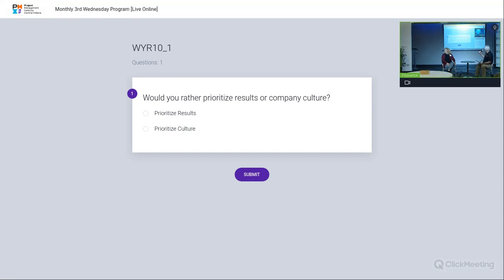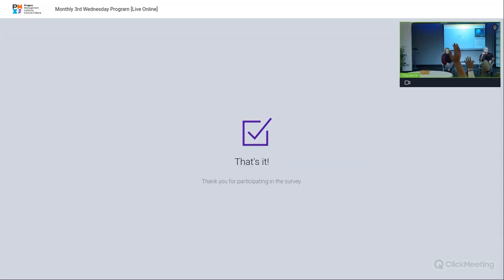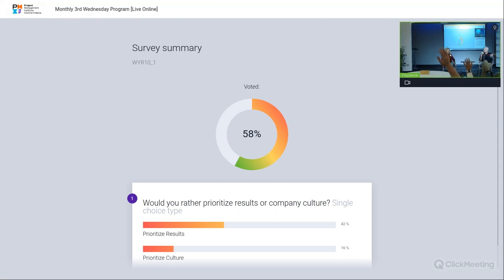Okay, would you rather prioritize results or company culture? Results versus culture in terms of what you prioritize. Let's go in the room. Who'd go with results? I want to be results oriented. About 50%, I think. How about culture? Who believes culture? The culture people put their hands up real quick. Did you notice that? I'm going to give them the edge, actually. I think it's 55-45, culture people.